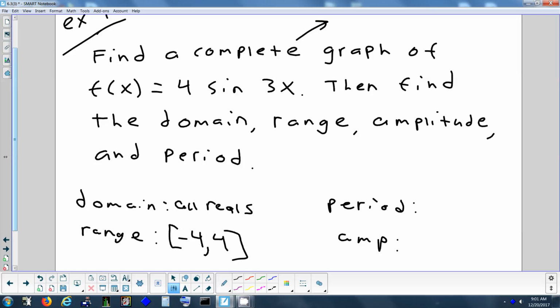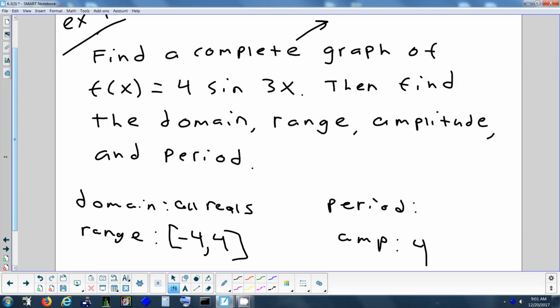Can you explain how you got the range? So the range normally for sine, the highest and the lowest is negative 1 and 1. But if you stretch that 4 times as much, it's negative 4 to 4. Okay, anything else that we could get? Could you say that the amplitude is 4? Yeah, amplitude is 4.